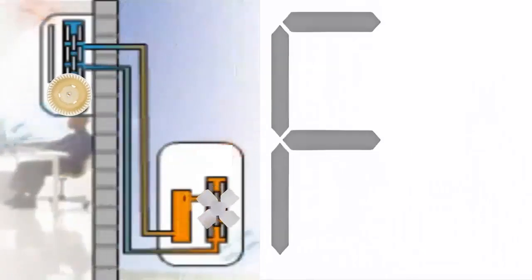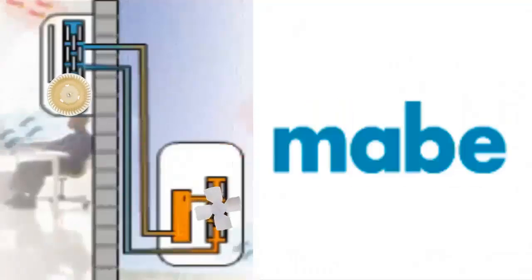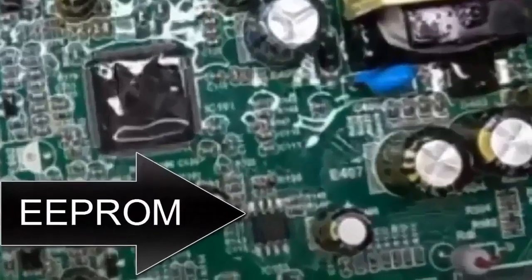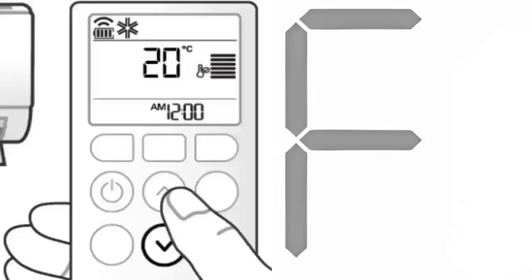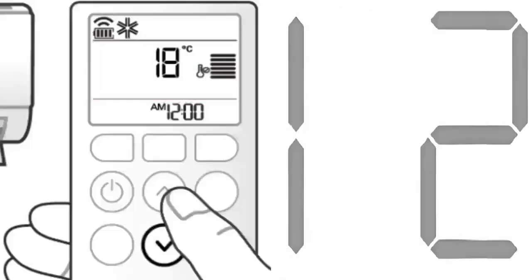Now let's look at how to effectively resolve each of the mentioned issues. Let's study the troubleshooting for EEPROM issues that cause the F12 code. 1. Turn off the unit and disconnect it from the power supply. Wait several minutes before reconnecting it.